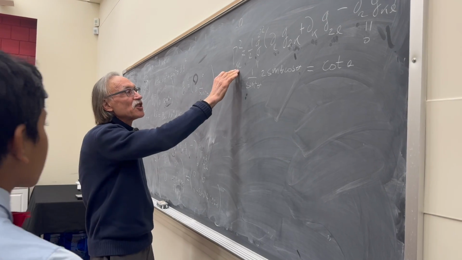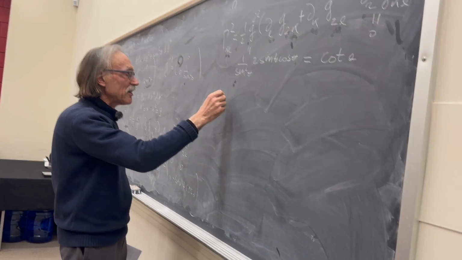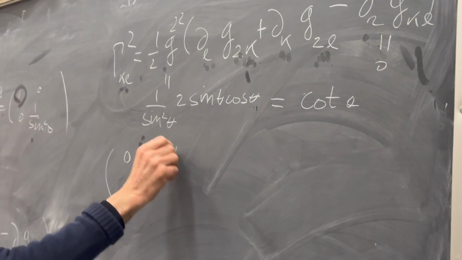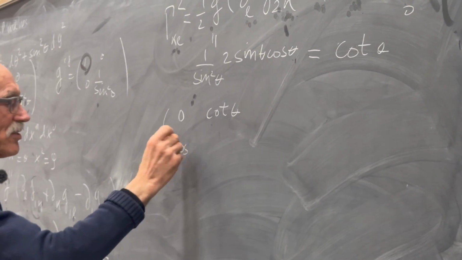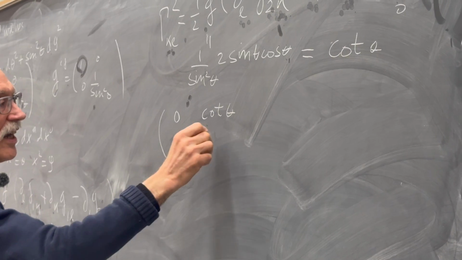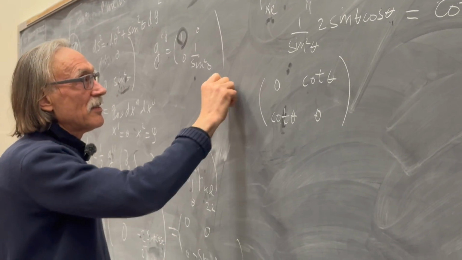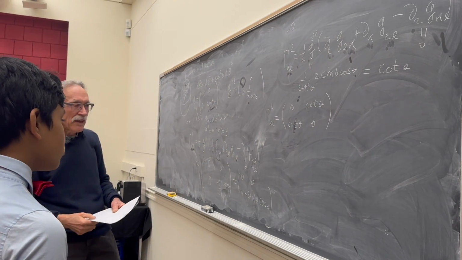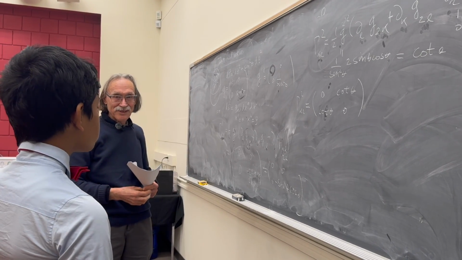And it is symmetric in K and L. So the matrix we get now is 0. The 1, 2 is cotangent theta, and this one is cotangent theta, and this is 0, 2. Oh, that's almost kind of nice. They are quite simple. And then we are going to do parallel transport.